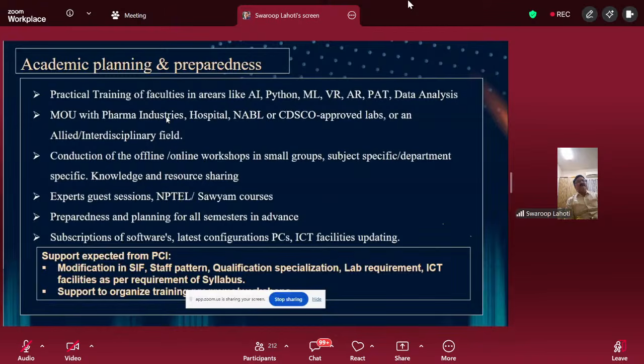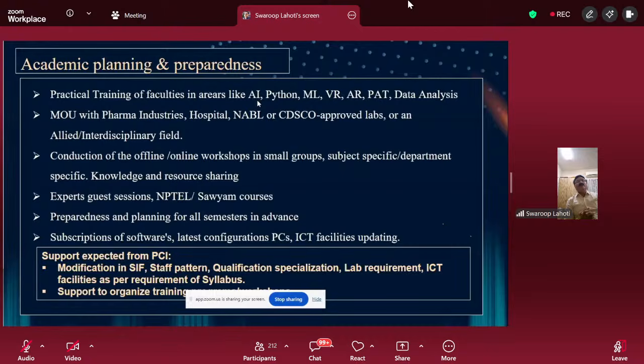Then what is needed, as rightly put by many of the faculty and Gupta sir, is practical training in AI, Python, machine learning, virtual reality, augmented reality, PAT, and data analysis. We are well aware of pharmacy rules and regulations, with detailed knowledge about them, but frankly we are not aware of all these newer concepts. This syllabus is technologically driven, so we should be well trained in AI and all these digitalization techniques.